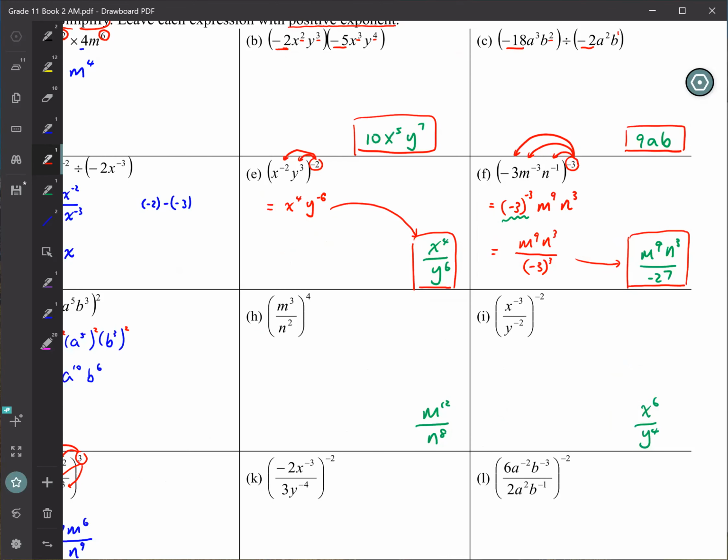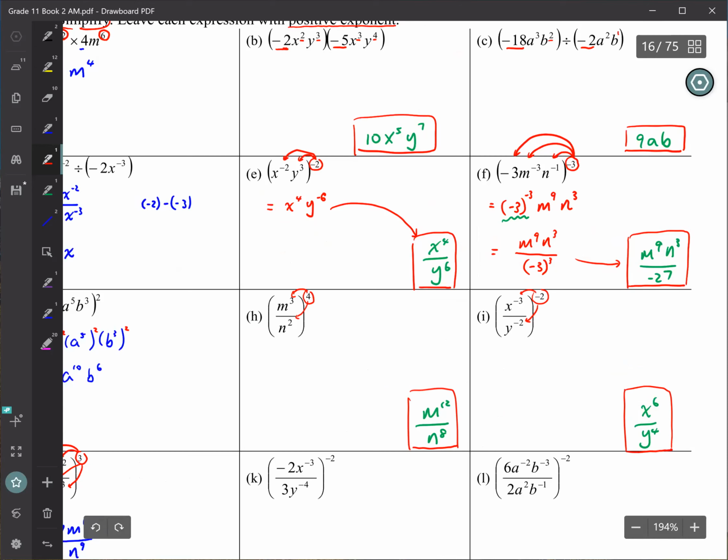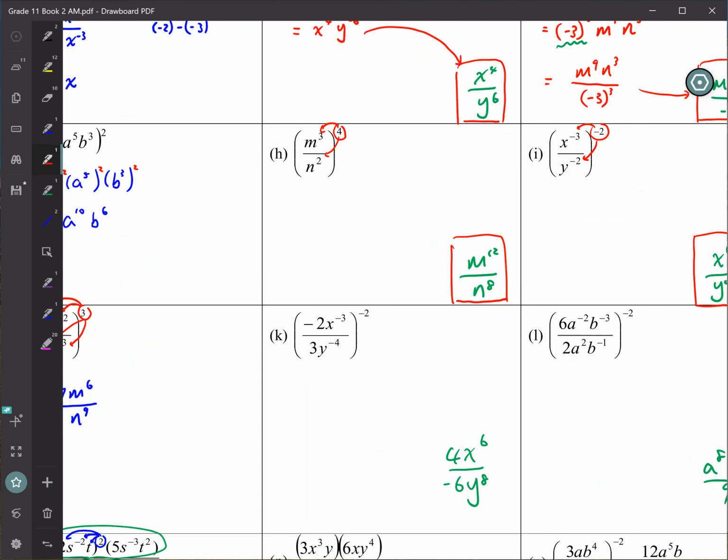Next one. This one is just sharing, right? So 4 times 3 is 12, and 4 times 2 is 8. Okay, that one is an easy one. Same thing with this one, right? Multiply n. Okay, x to the 6, y to the 4. Okay. Next one, also sharing, right? Similar to H and I, just more things to share.